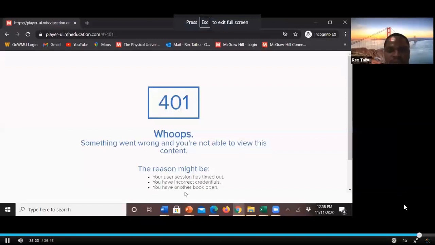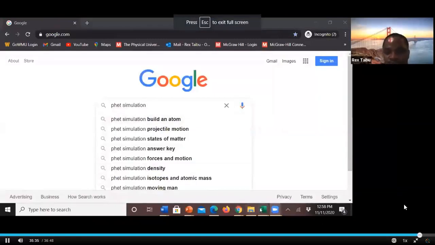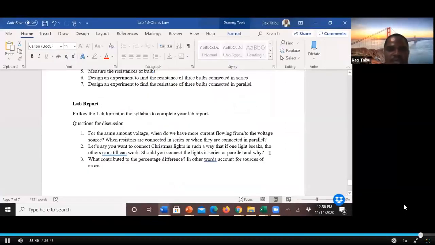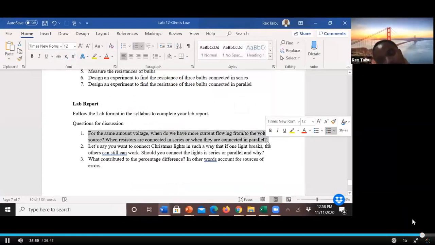PhET simulation. You guys can try it out. It's very interesting. So see which one you have more brightness. It will be very interesting. I don't want to spend too much time now, but I want you to give it a try. I want you to try that one out and see what you get. So you are going to answer this question based on your understanding of the circuits, based on your data, or try the circuits.